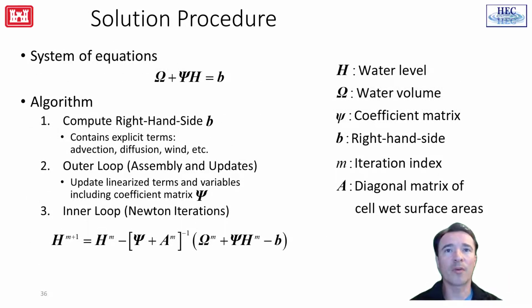The final system of equations can be written in matrix form as the first equation. The computational algorithm begins each time step by computing the right-hand side, which contains the sources and sinks and explicit terms. The outer loop computes or updates the linearized terms and variables such as the coefficient matrix and wetted surface area. The inner loop ensures mass conservation and computes water levels via Newton-like iterations, which require solving the sparse matrix problem shown at the bottom. Both the inner and outer loops are repeated until convergence.